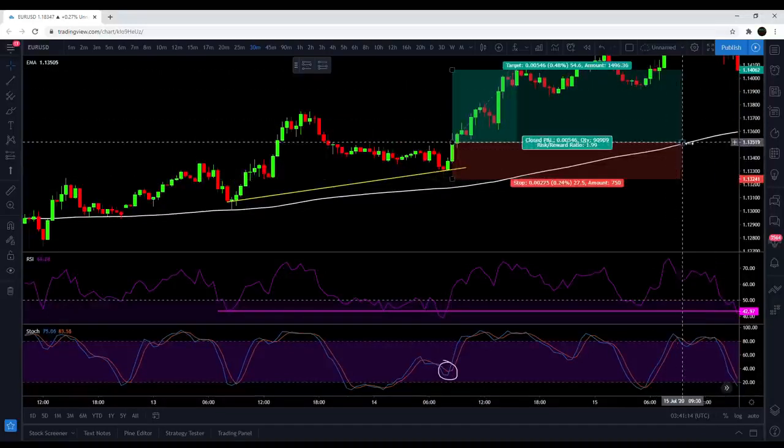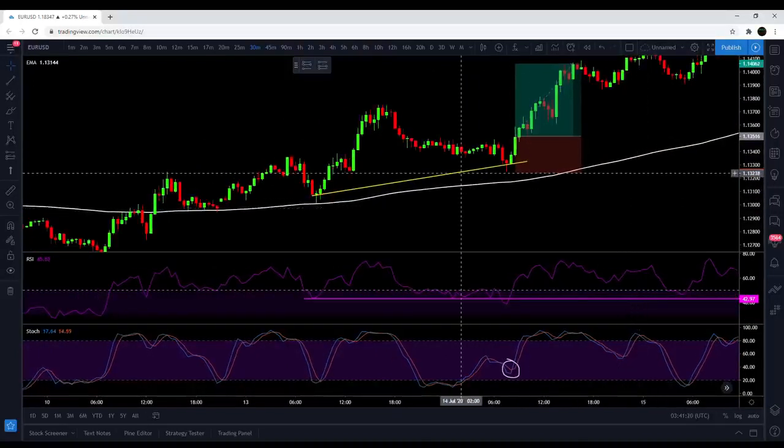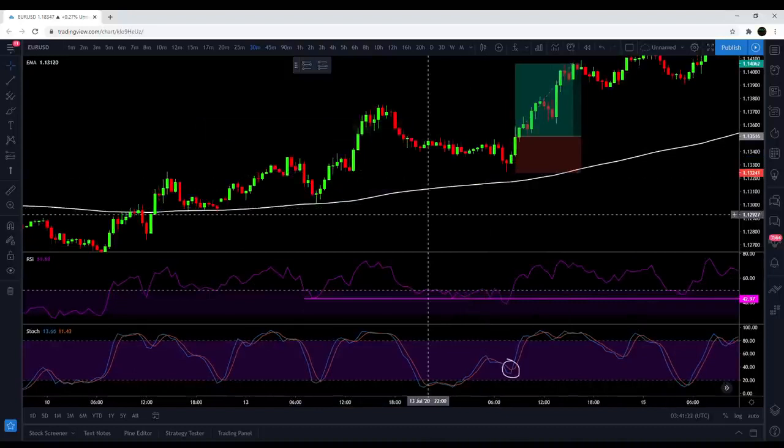Okay, so the strategy is pretty simple. You just need to make sure that you know how to identify hidden divergence, hidden bearish and hidden bullish divergences for shorting and longing. If you need any help on identifying hidden divergence, I have some other videos on it, and I'm sure there's tons of videos online as well. But it's a very important part of the strategy, so make sure that you know how to identify hidden divergence if you're going to attempt to trade with this strategy.